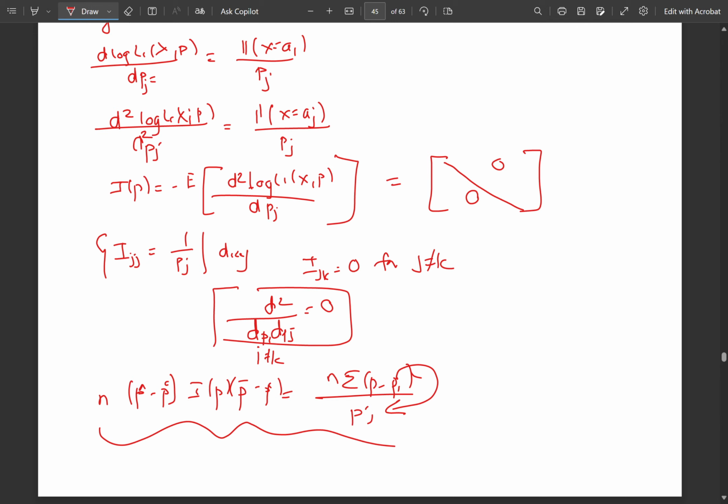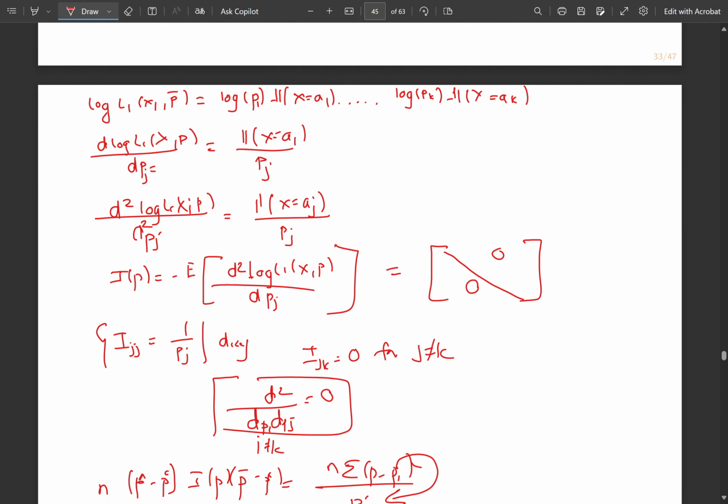Now let me summarize what we learned today. We took the log of the L1 and created an expression, took the first derivative, and took the second derivative, and then took the negative expectation, which came out to be the Fisher information. The Fisher information comes out to be a matrix where off diagonal elements turn out to be 0, while diagonal elements are 1 by pj.